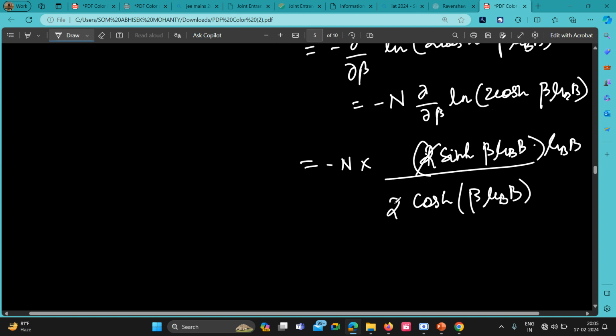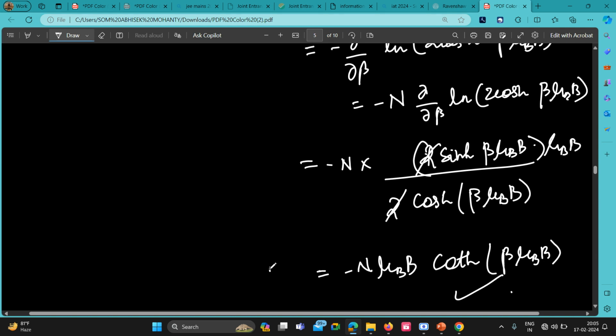So the 2 cancels out. This is actually cot hyperbolic. So minus N mu B cot hyperbolic beta mu B. Is it all right? So this is your internal energy.